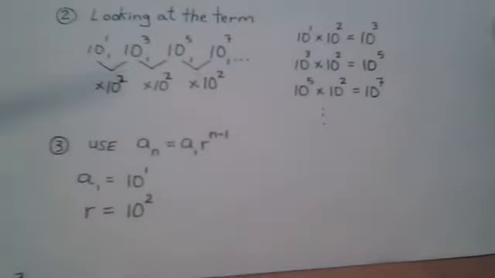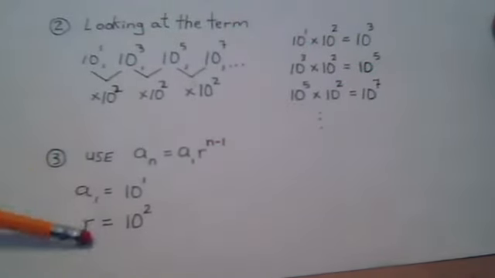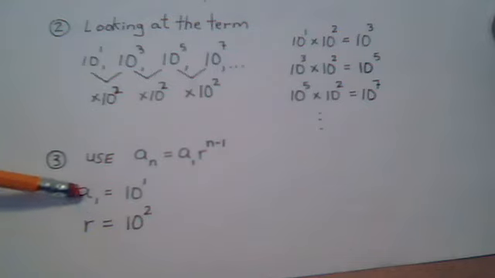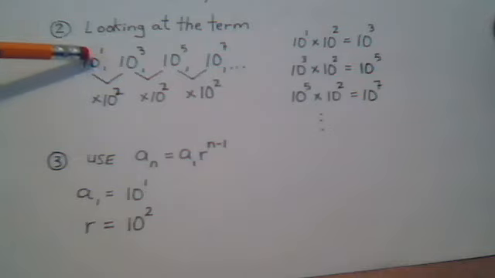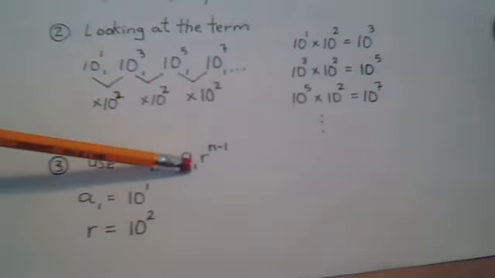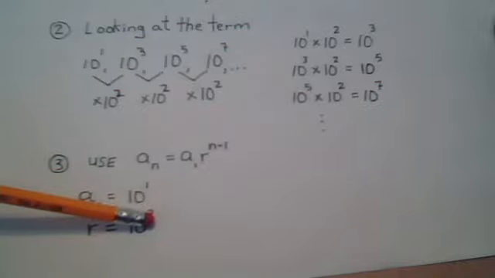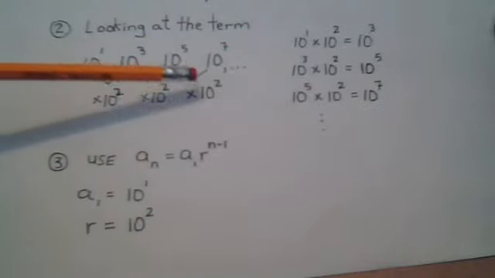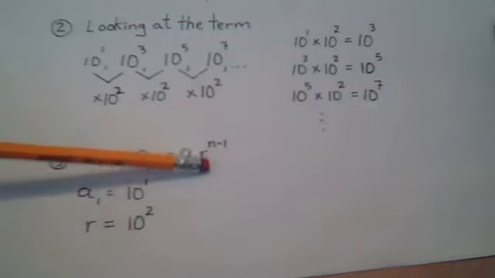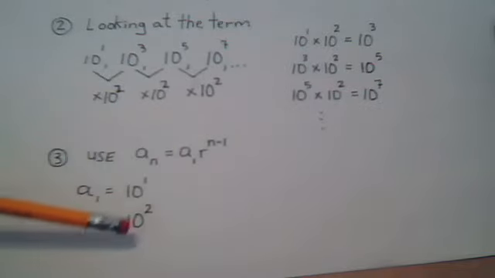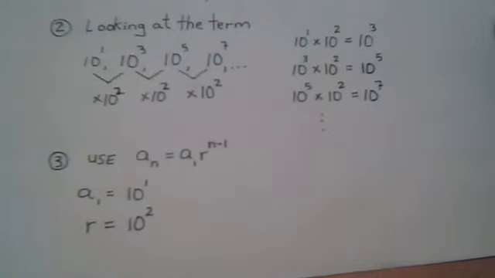So bring in the geometric sequence formula. Do your replacements, your substitutions. The first term, a sub 1, is 10 to the first. So you put it here. R, which is the geometric ratio, is 10 to the second. That's the number you multiplied over and over to get the next term. That's going to go where the R is. So that R, which is 10 to the second, is going to be raised to n minus 1 power.